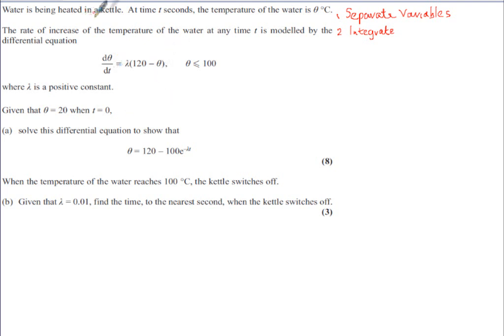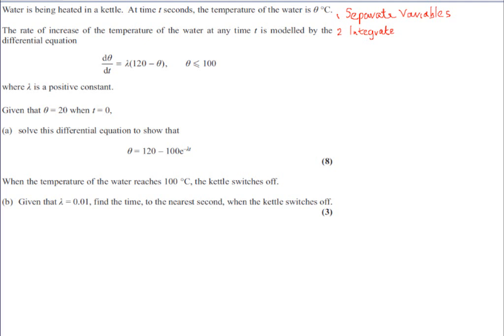We've got a situation: water is being heated in a kettle, at time t seconds the water temperature is theta, and there's the function for the rate of increase of the temperature of the water. We need to solve the differential equation to show that theta is equal to 120 minus 100 e to the minus lambda t. That's 8 marks, and then we've got some substitution to do once we've done that, to find a time. So, part A for 8 marks.